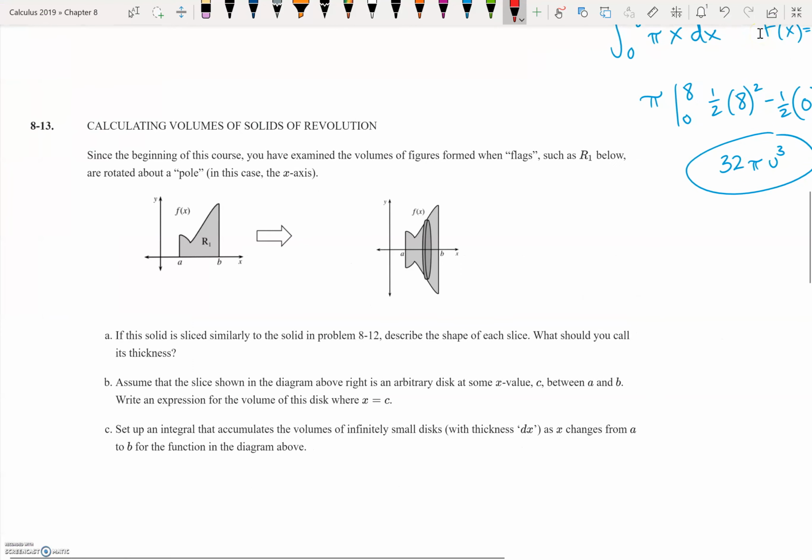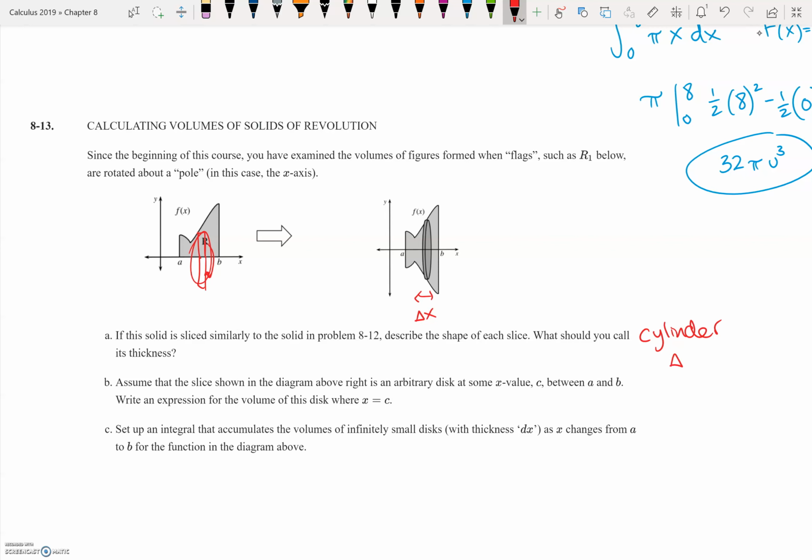So next, we are going to talk about our next rotation here. If a solid is sliced similar to the previous problem, what is the shape of each slice? So we have a rectangle here, and if we rotate it around, oh look, we get another cylinder. So just as shown here, this is a cylinder, and its width is going to be how much x changes, because we don't know how much that is.